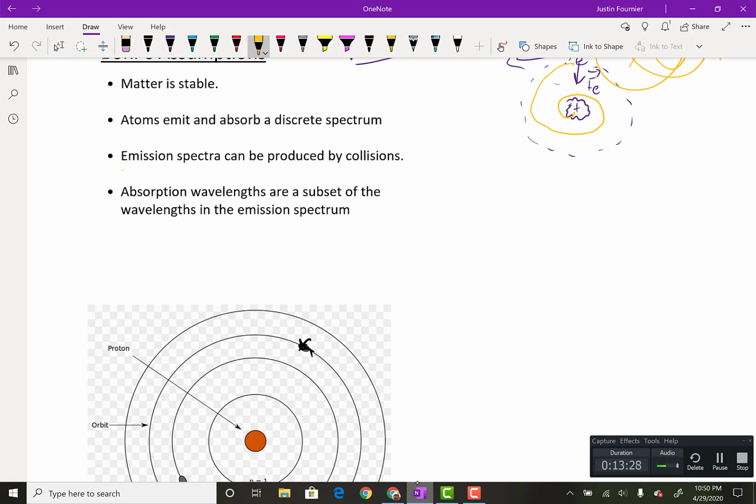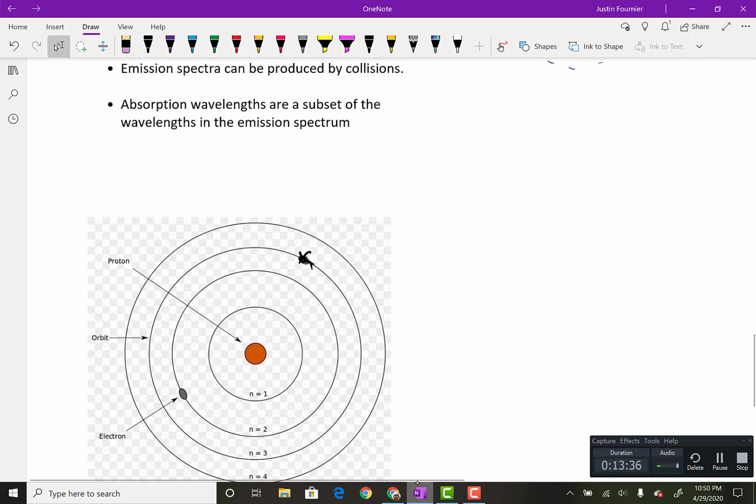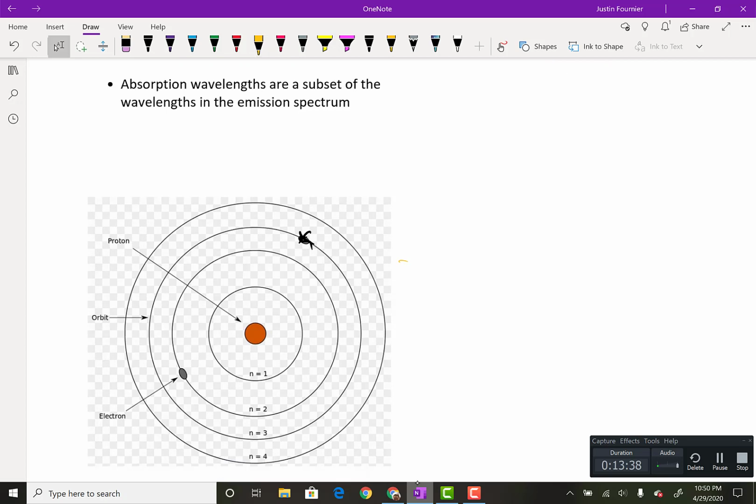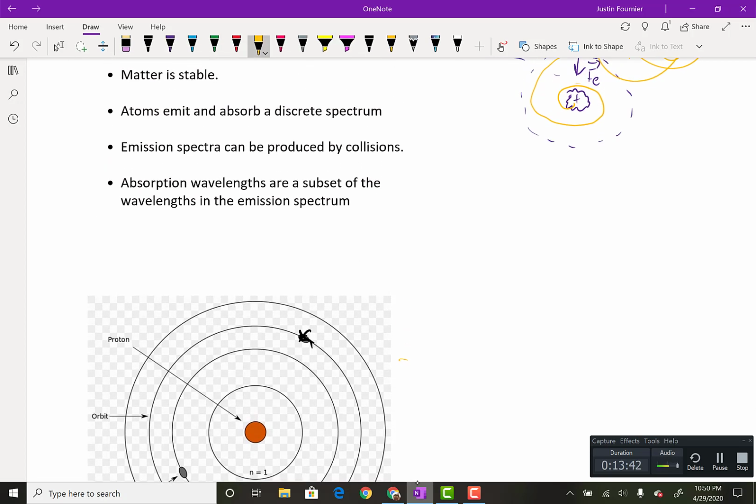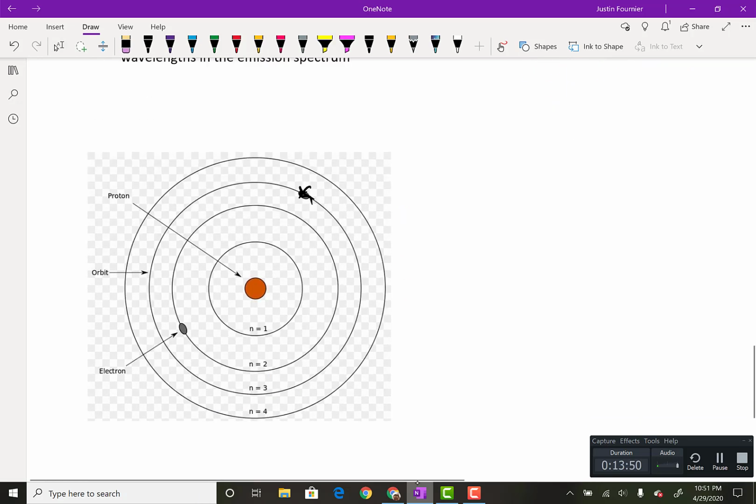He also says that emission spectra can be produced by collisions. And what he means by this is that if I got a photon, so let's keep going here. Absorption wavelengths are a subset of the wavelengths in the emission spectrum. Okay, let me break this down in a little bit more English here.